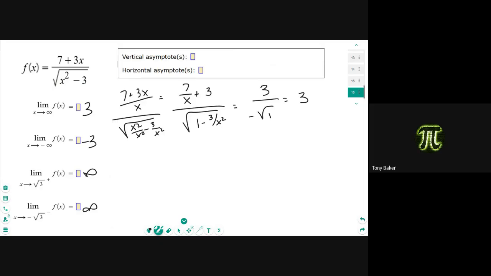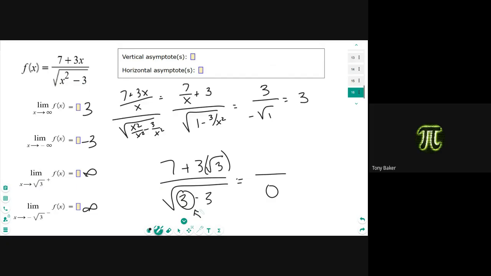In essence, what you could do is figure out what's going on, because when you plug in the square root of 3, you get 7 plus 3x over 3 minus 3, which ends up going to 0. The question is, since we're getting closer to that on the positive side, that number is going to be bigger than 3 at every given point. So since it's bigger, it's going to be a positive answer, and it's getting closer and closer to 0.